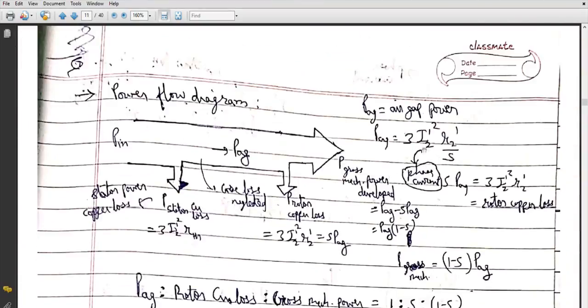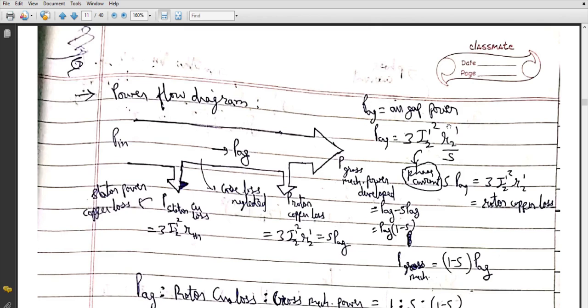So this PAG is equal to 3 times I2 dash whole square into R2 dash divided by S. Now we know one thing, as I've told you earlier also, that this expression consists of both the active power loss in the rotor ohmic, in the rotor resistance, as well as the active power consumed for mechanical energy, for mechanically rotating the shaft. So this power includes both these things.